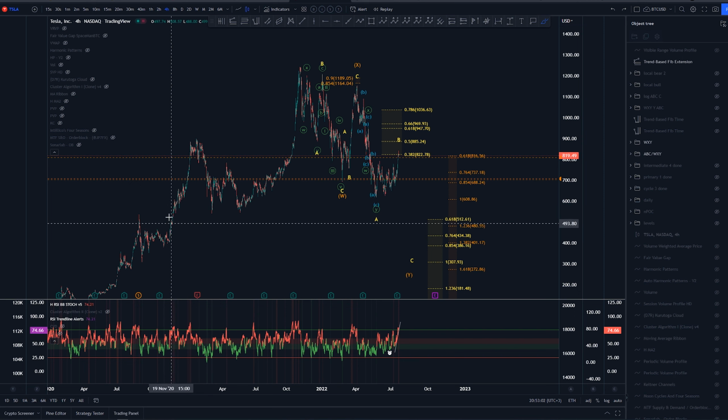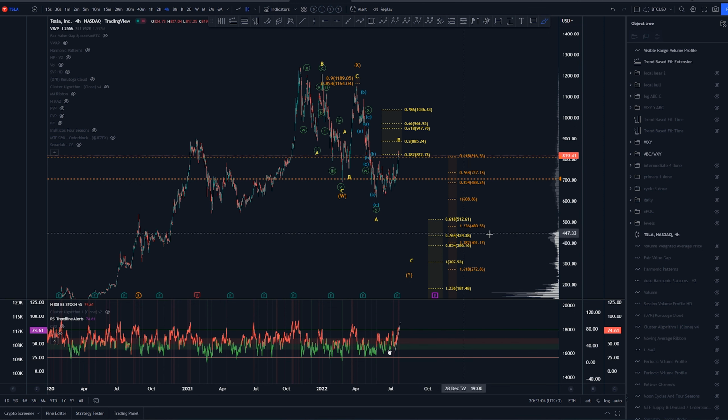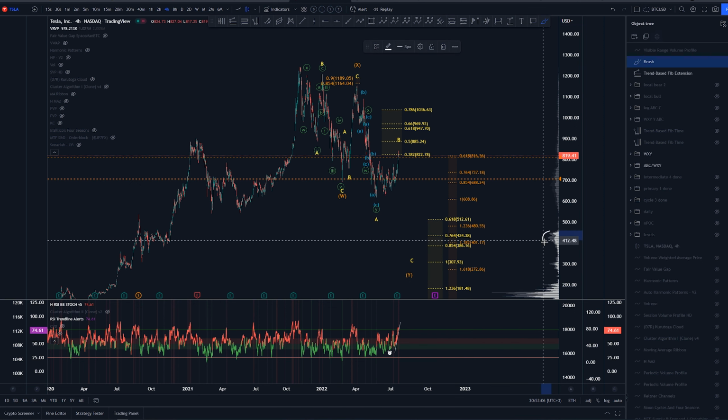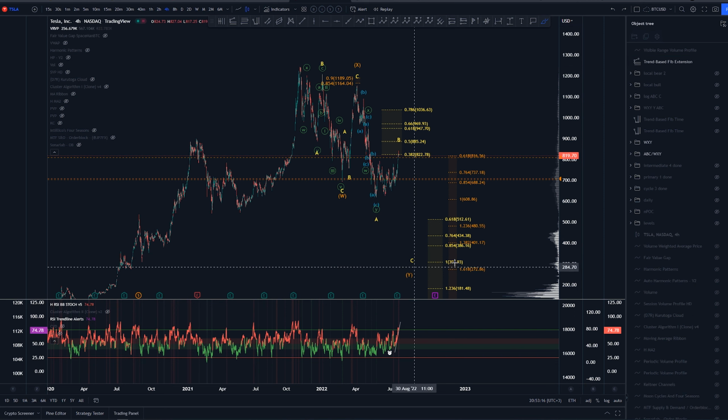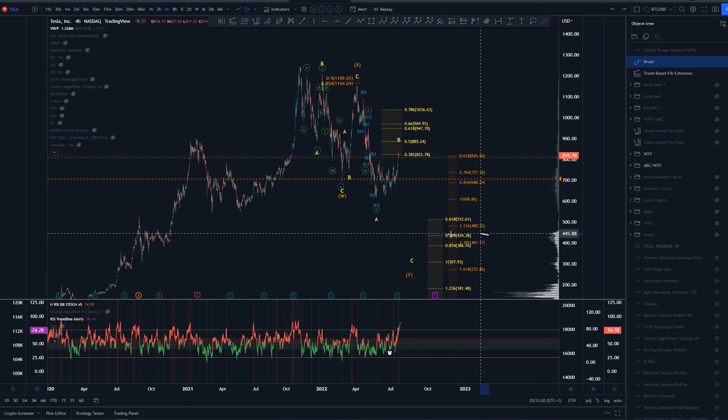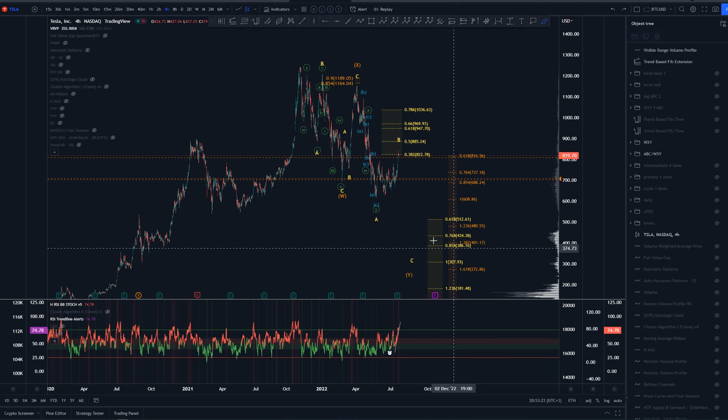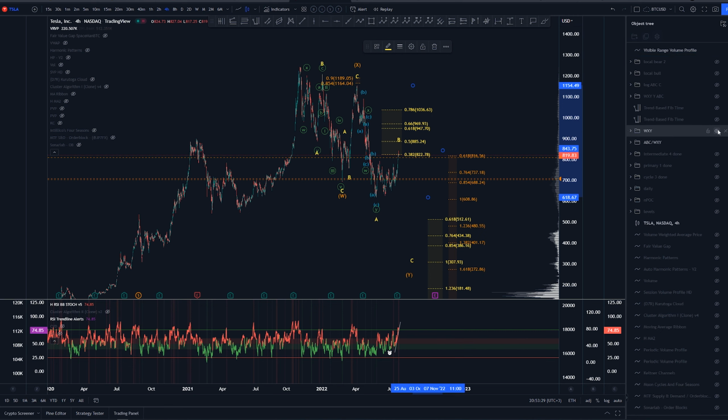I would be definitely expecting us to get a bit of downwards pressure into this volume profile here, which is again the same as around this $460 to around the $400 area-ish. At that point we have the 0.764 and the 1.382 extensions here for these counts, so those would be at least lining up somewhat well.